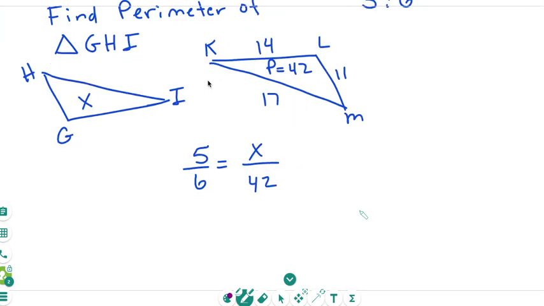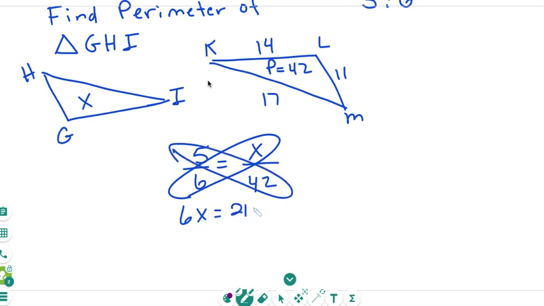Go ahead and do my butterfly. So that's going to give me 6x is equal to 210. Divide by 6, x is equal to 35. So my perimeter of the smaller triangle is 35.